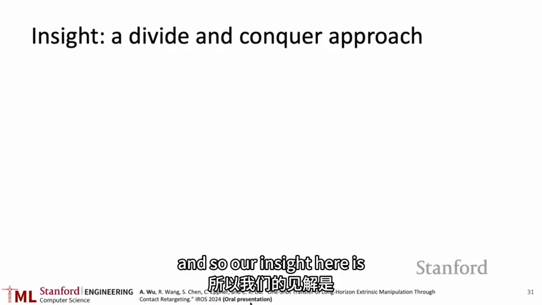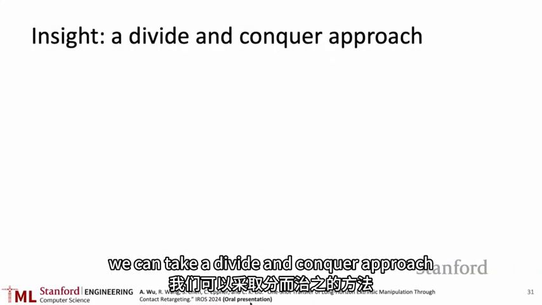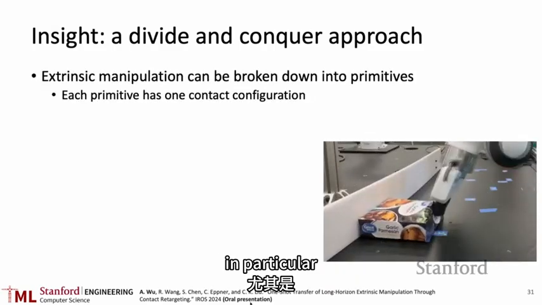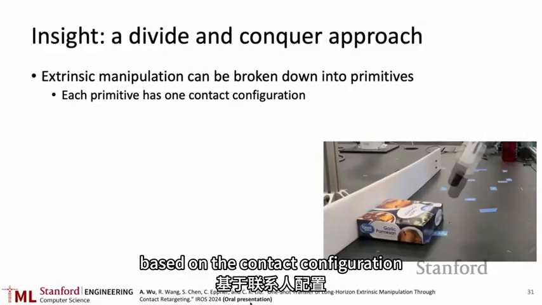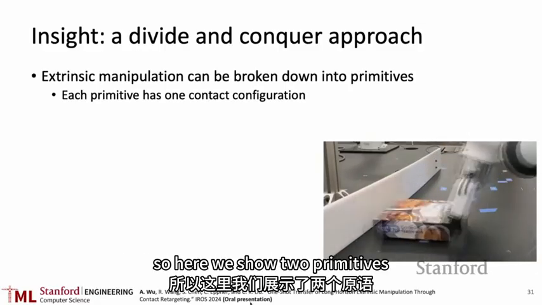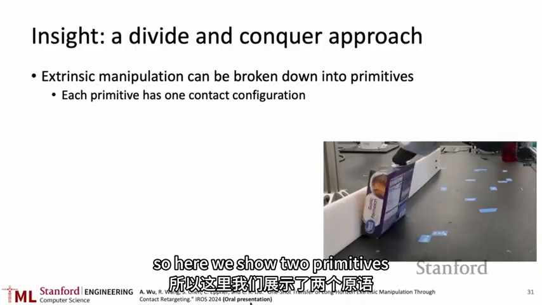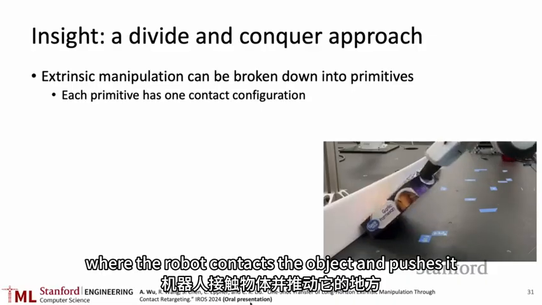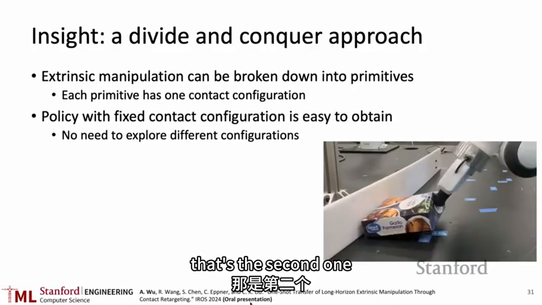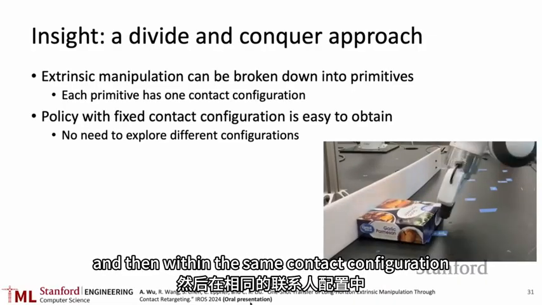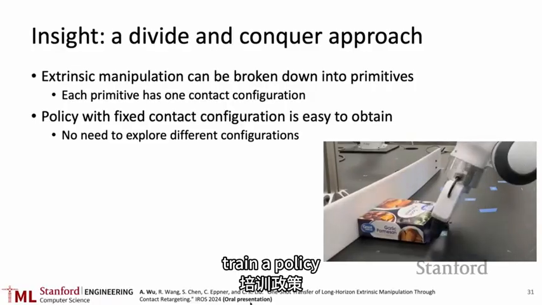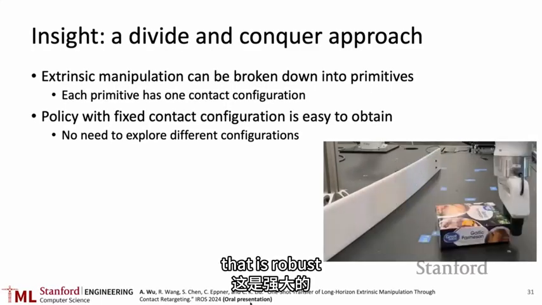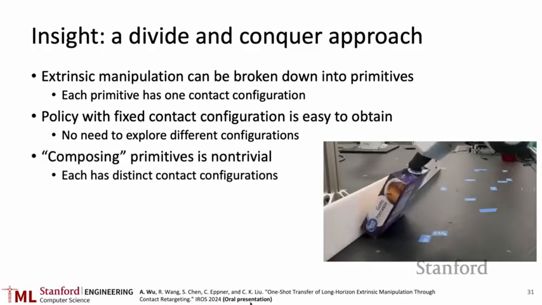And so our insight here is we can take a divide and conquer approach. In particular, we claim that extrinsic manipulation can be broken down into primitives based on the contact configuration. So here we show two primitives where the robot contacts the object and pushes it, and then pivoting it as the second one. Within the same contact configuration, we can reasonably train a policy that is robust, with reinforcement learning, standard tools.